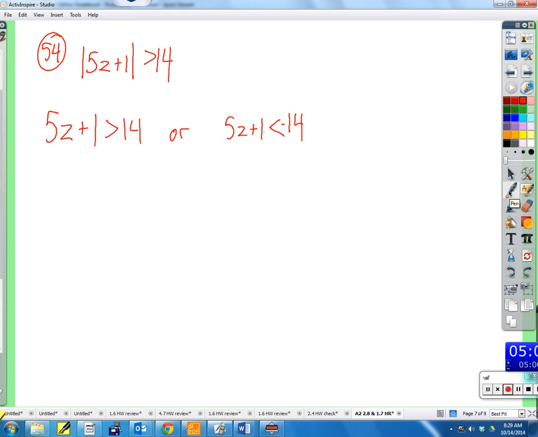If this comes out to be bigger than 14, or this comes out to be less than negative 14, those are the solutions. 5z greater than 13, so z is bigger than 13 over 5, then this whole expression, the absolute value, will be bigger than 14. 5z is less than negative 15, so z is less than negative 3, then this thing right here will be negative 14 or smaller than that. And the absolute value of that will be bigger than positive 14.